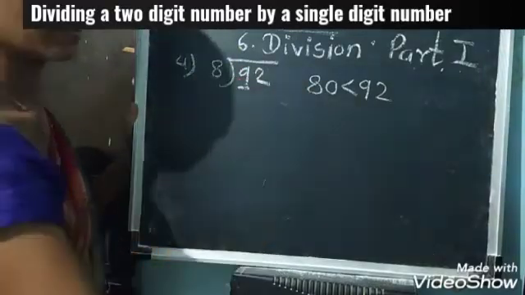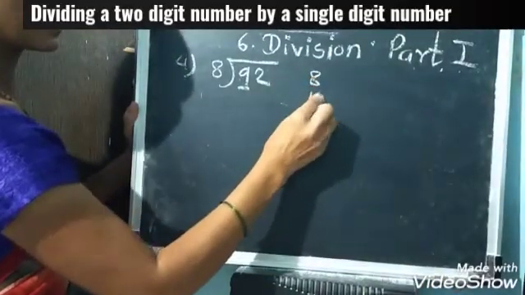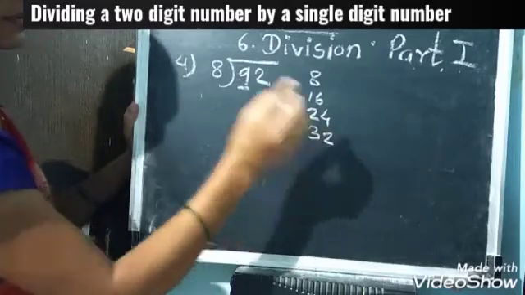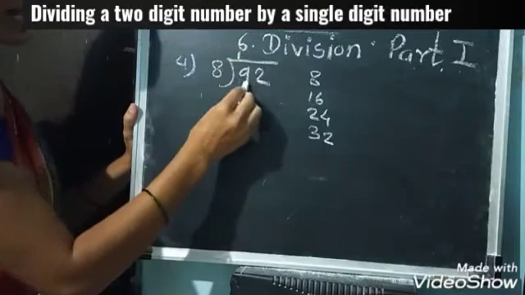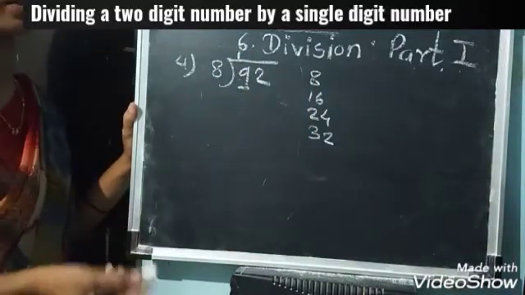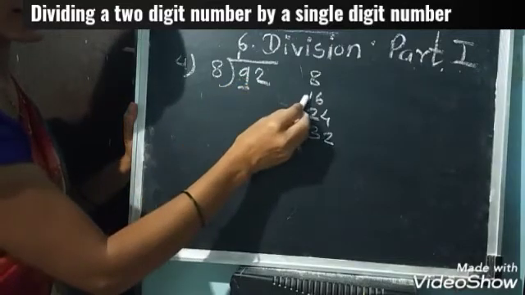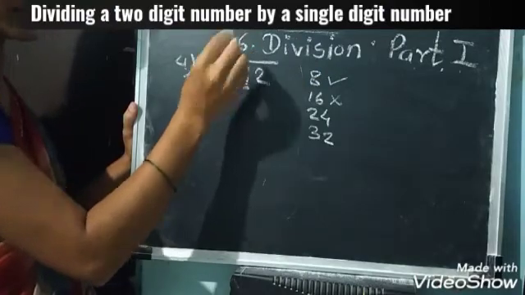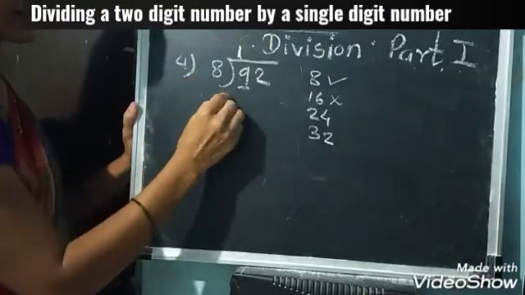8 1s are 8. 8 2s are 16. 8 3s are 24. 8 4s are 32. Okay. So 8 1s are 8. Is there 9 in the table? No. So what is the number which is smaller than 9? 16 is bigger, so we can't take it. 8 we have to take, which is smaller than 9. Okay. 8 1s are 8.